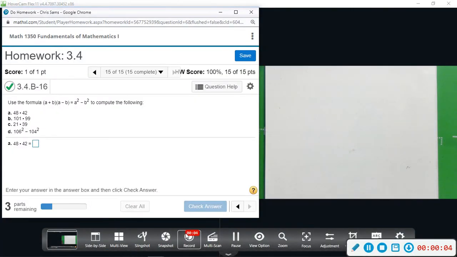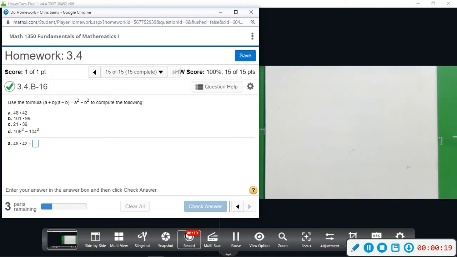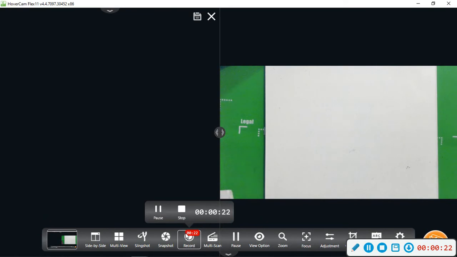Okay, number 15. We want to use the formula (a plus b)(a minus b) equals a squared minus b squared to compute the following. I will usually do this with numbers that I can do by hand, but this is just kind of getting you used to seeing that formula. This is very prominent and it's used a lot in algebra.